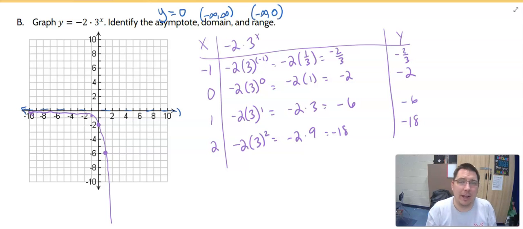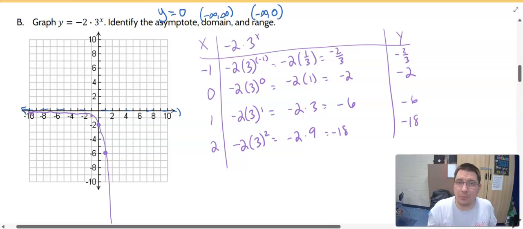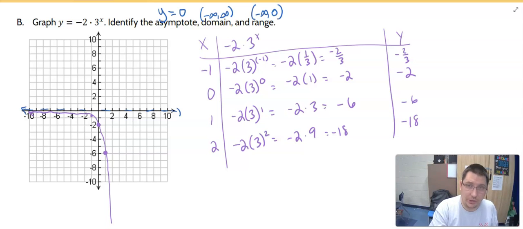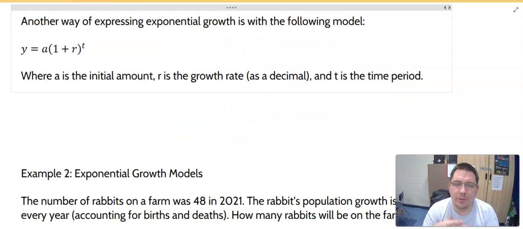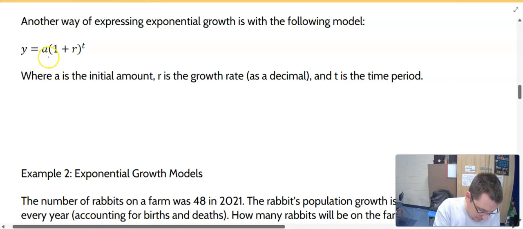In example 2, we're going to look at how to deal with the actual word problems and how we find the information that we need to plug in for this formula. So let's look at those. So another way of expressing our exponential growth model, our y equals a times b to the x, is to use this model, y equals a, parentheses, 1 plus r to the t. And so when we look at this formula, it's very similar, but it does show us the growth happening because the a will be the initial amount. Where did we start? The r is what percentage we're growing at.